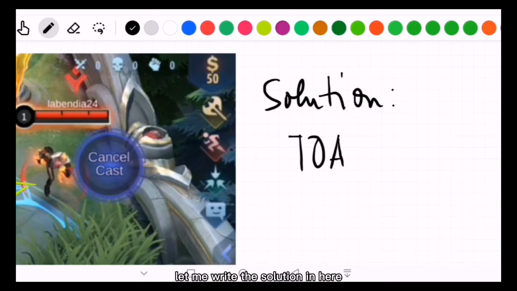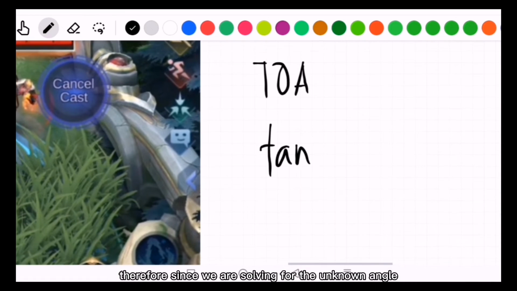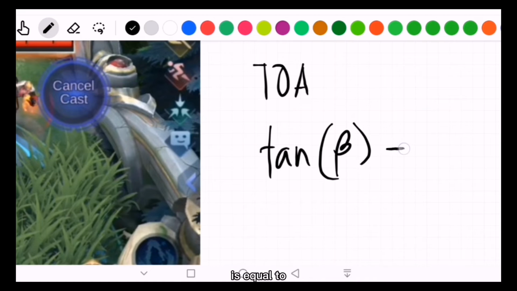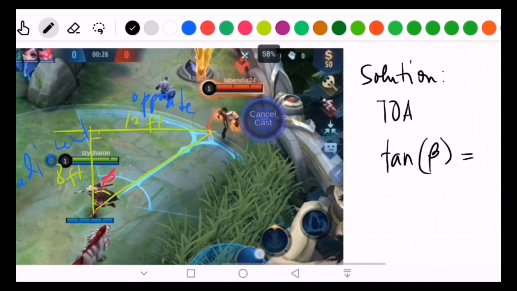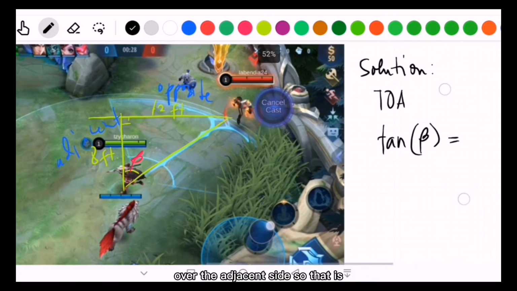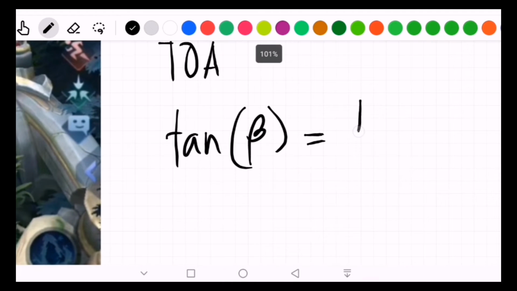Let me write the solution in here. So TOA is actually referring to the trigonometric ratio of tangent. Therefore, since we are solving for the unknown angle, we must write in the solution the tangent of the given angle beta is equal to, of course, the opposite side over the adjacent side. So that is 12 over 8.